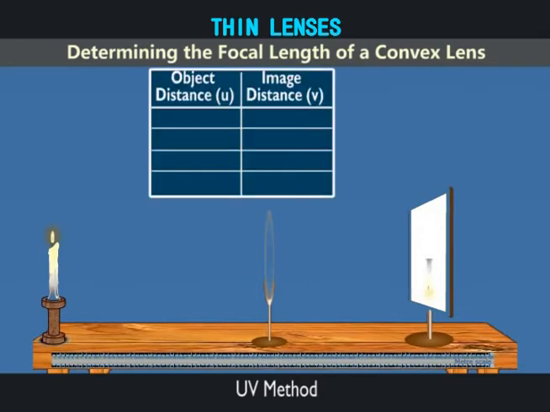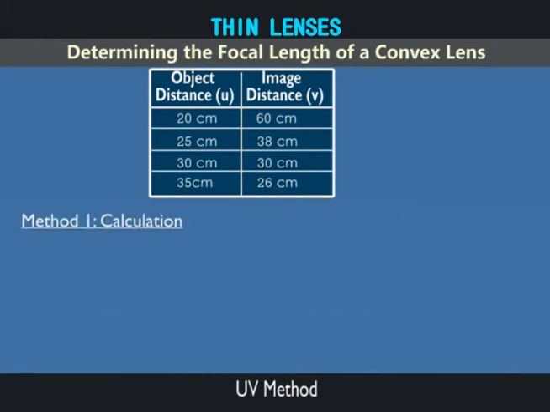Measure and record the distance between the candle and the lens, which is the object distance u, as well as the distance between the lens and the screen, which is the image distance v. Repeat the experiment for various object distances and record the image distances. Suppose we obtain a table like this one. From this data, we can find the focal length from the lens formula by two methods, either by calculation or by drawing a graph. Let's start with calculation.